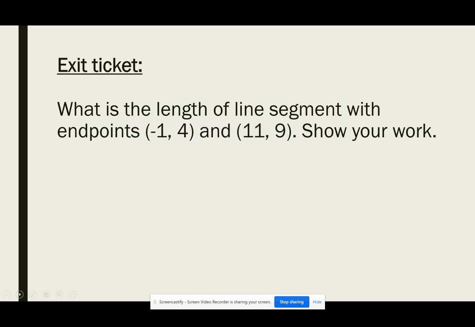All right, your exit ticket is: what is the length of the line segment with endpoints (-1, 4) and (11, 9)? This can be submitted to me through email, through the drive, or directly on Schoology. One of my hints for you is you have to figure out the distance between -1 and 11. Figure out how far apart they are. And then you need to figure out how far apart 4 and 9 are. And those two lengths become the legs of your triangle. Okay, and you're trying to find the hypotenuse. So the distance between -1 and 11 could be your A, and the distance between your 4 and your 9 could be your B. And then use the Pythagorean theorem.